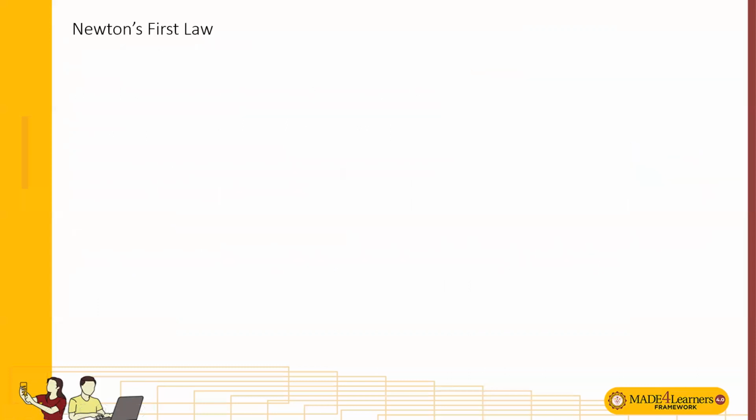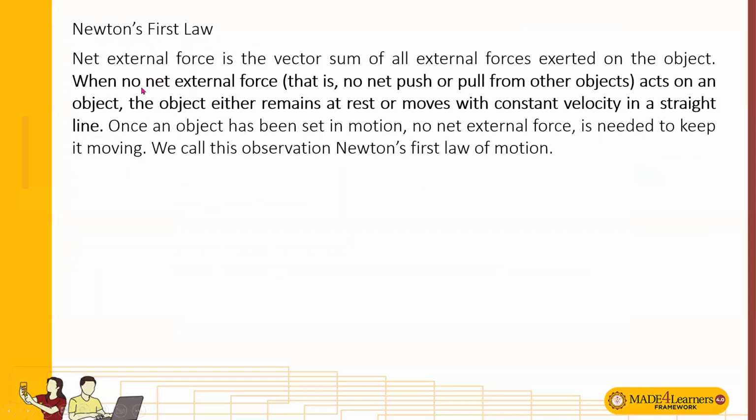So now we go to the laws of motion. According to Newton's first law, when no net external force acts on an object, the object either remains at rest or moves with constant velocity in a straight line, meaning the acceleration is zero. If there's no net external force, take note that only the external forces are considered. The nuclear forces or the electromagnetic forces are not considered, only the external, outside forces: the push, the pull, and the gravitational force.